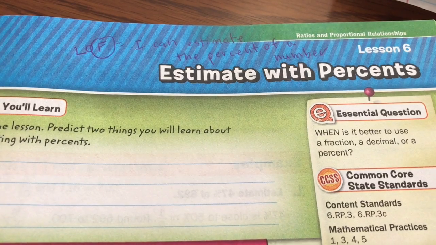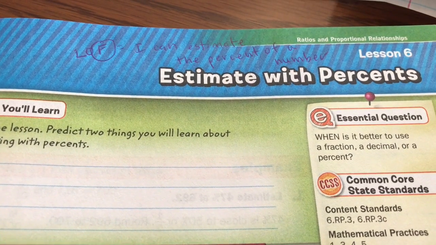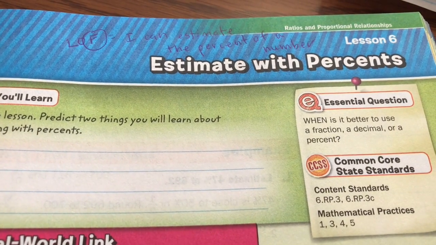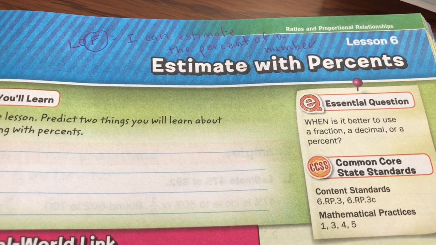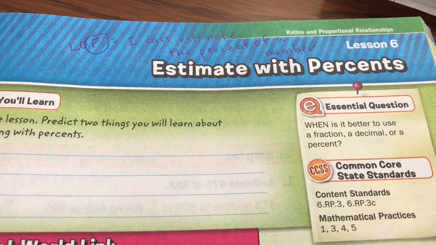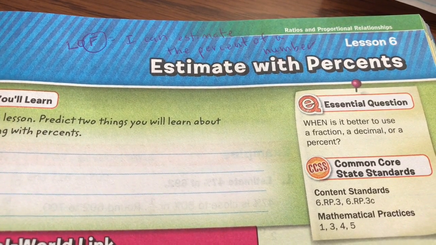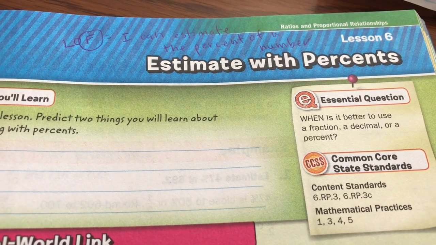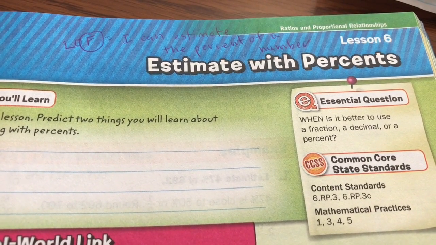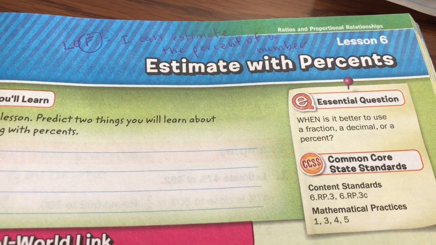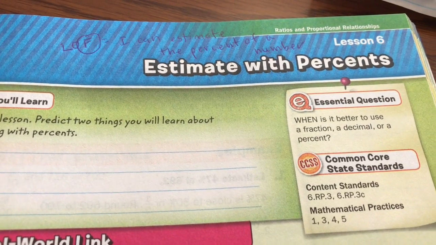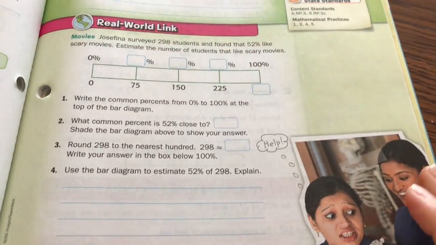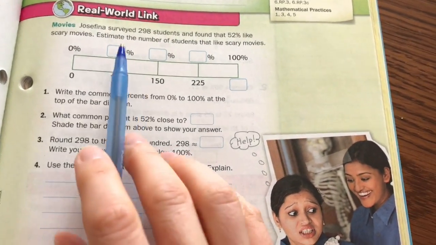Estimating is fun because we're going to be rounding to some numbers that are really easy to work with. This estimating lesson is going to get our brains ready and give us a sense of finding the percent of a number before our next lesson, where we actually calculate the exact percent of a number. So this lesson is just estimating. We are going to start by looking at the real world link.